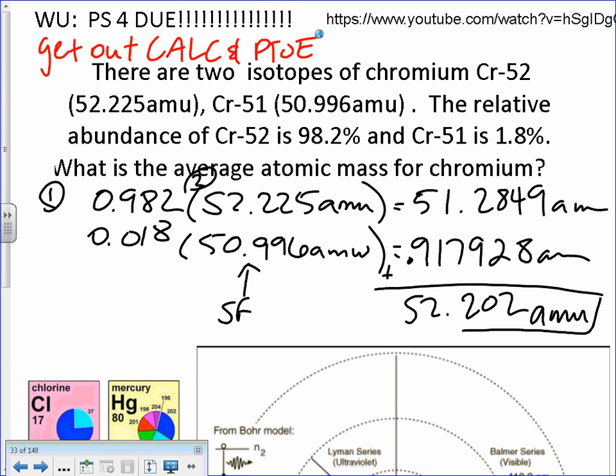AMUs. All right, look at chromium on the periodic table. Chromium is in the middle. Tell me what its average atomic mass is on the periodic table. 52.00. Okay, looks like we're doing pretty good, pretty close here. I would refer to that as 52, with 2 sig figs. Most of the time, I'll tell you the isotope as the mass notation, and then the actual, most specific mass. All right, does that help you on any questions you had on PS4?